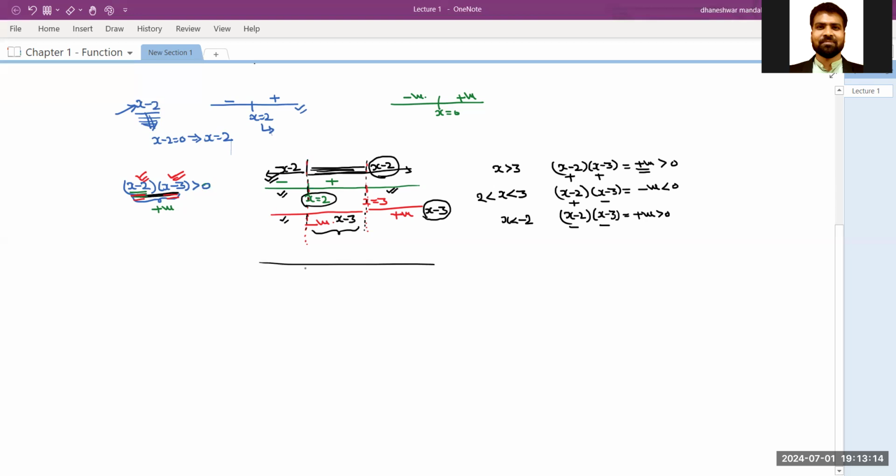So I draw one line and I find the critical points from here. First make this term equal to 0, then I get x equal to 2. Then make this term equal to 0, then I get 3. These 2 points are known as critical points. This is the first step. Then the second step is to mark these critical points on the real number line in ascending order.